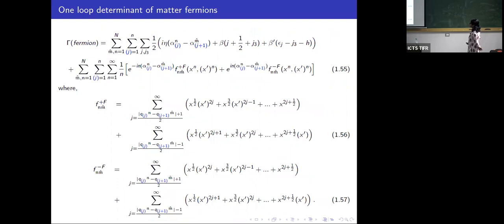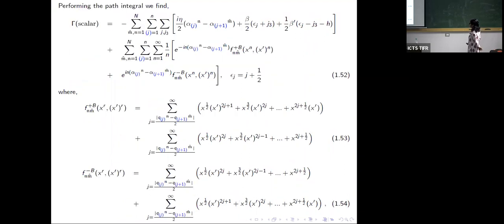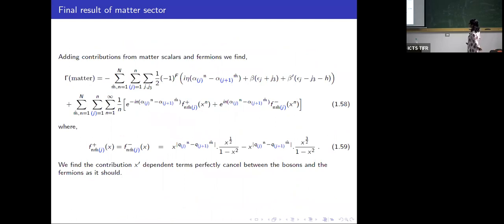So similarly, we find the one loop determinant of the fermionic matter fields, and we find this expression in equation 55. And we see that the contribution from x prime precisely cancels with the contribution of x prime from the bosonic fields. And we are left with the final expression of the one loop determinant of the matter fields, which is given in equation 58.